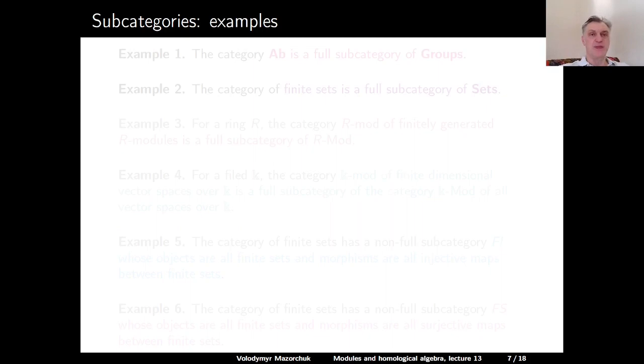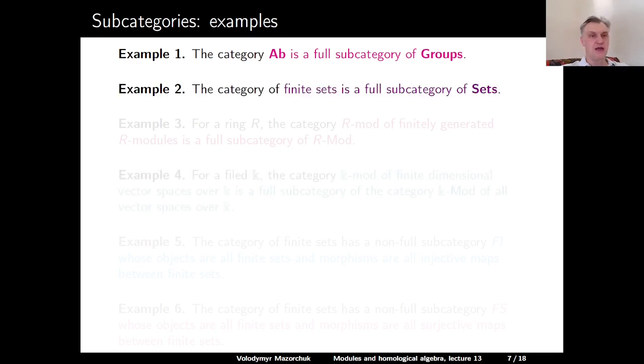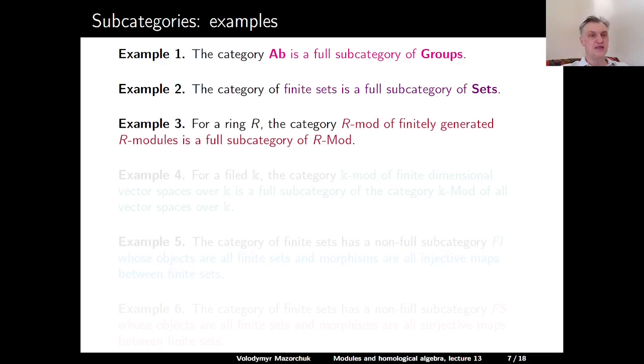Here are some examples. We saw already one example. The category of abelian groups is a full subcategory of the category of groups. Second example, the category of finite sets is a full subcategory of sets. Next example, for a ring R, the category of all R-modules has as a full subcategory the category of all finitely generated R-modules. Note that the category of all R-modules is denoted by R-Mod with capital M, while the category of all finitely generated R-modules is usually denoted by R-mod with little m.